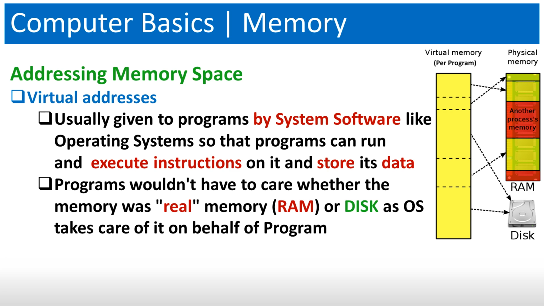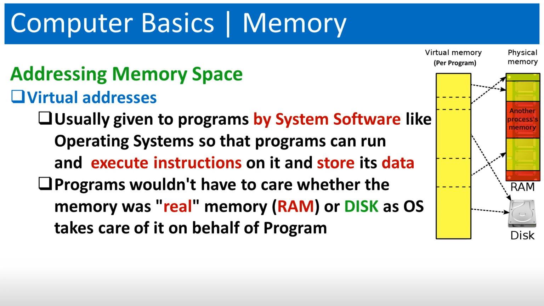The second type is called virtual addressing. Virtual addresses are usually given to our programs by the system software like the operating system, so that your program needs memory and it asks the operating system, hey, give me some memory so I can execute my instructions or store my data. The address that the system gives to our programs is usually a virtual address, unless we have some special programs, but I'm talking about in general. Programs will use virtual addresses because the operating system will hand you that virtual address.